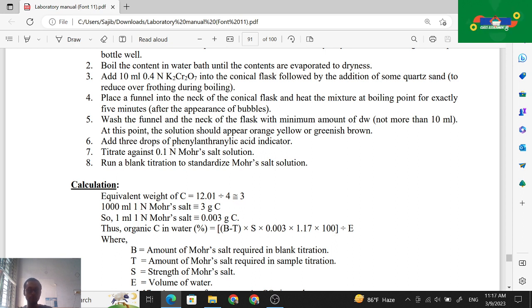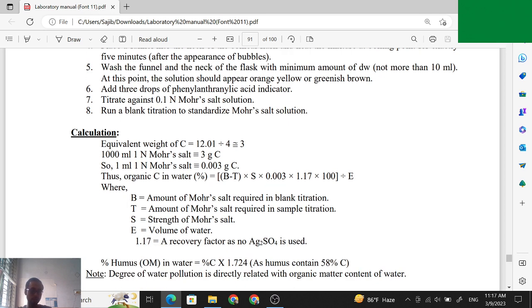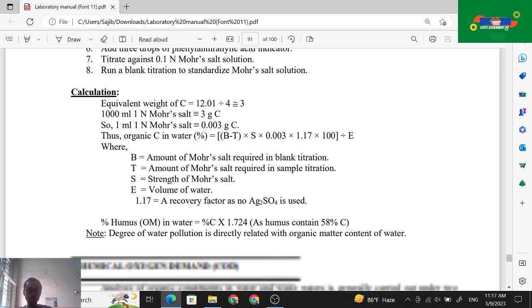Wash the funnel and neck of the flask with a minimum amount of DW, not more than 10 ml. At this point the solution should appear orange yellow or greenish brown. Add 3 drops of the phenylanthranilic acid indicator and titrate against 0.1 normal Mohr's salt solution. Run a blank titration to standardize the Mohr's salt solution.